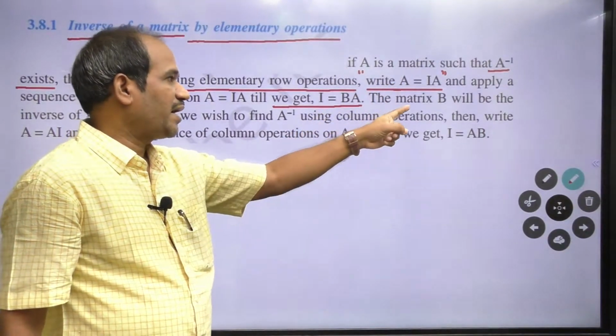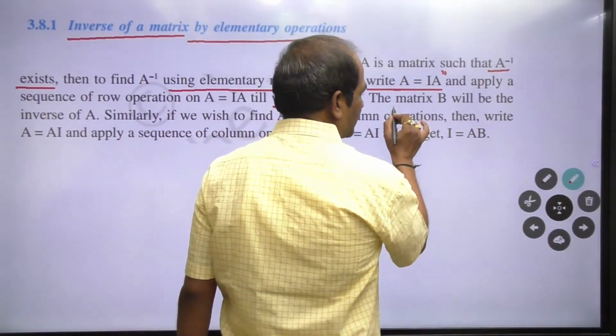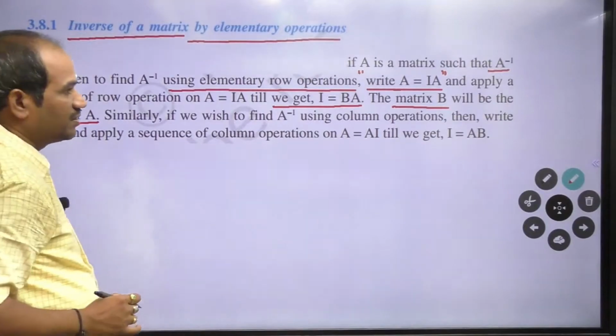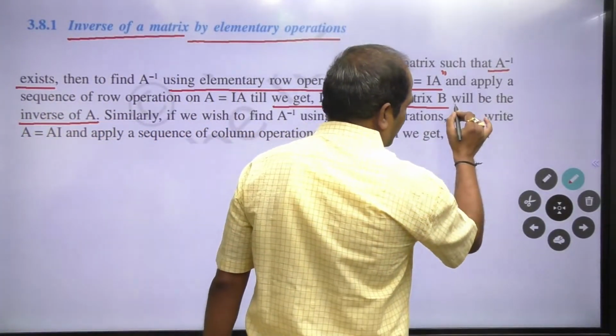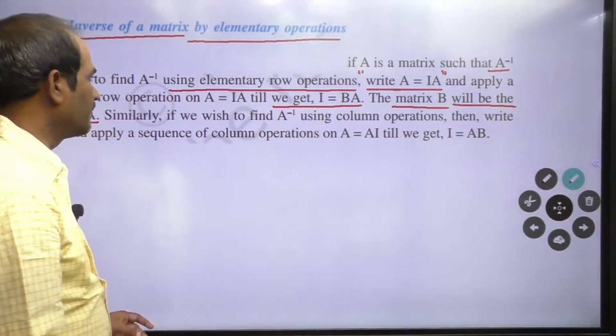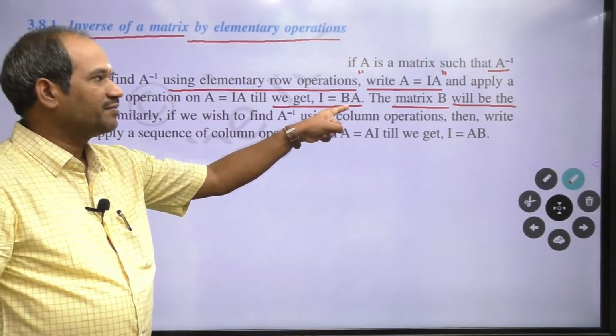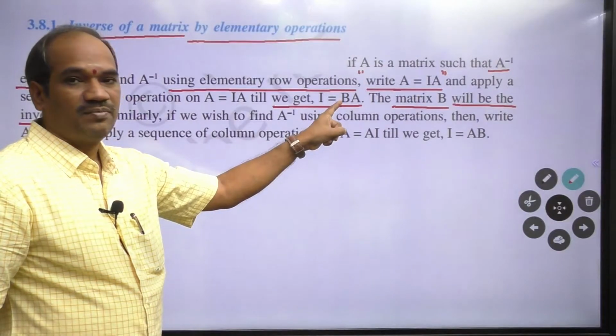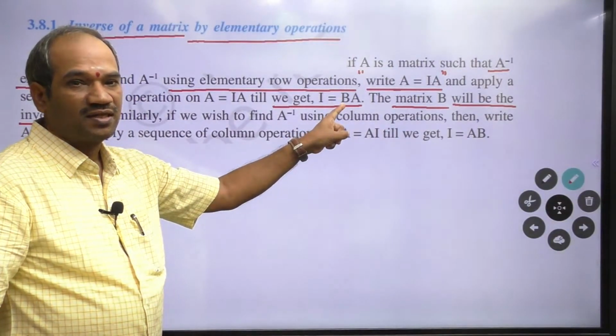So here the matrix B will be the inverse of A. B is called the inverse of A. Here, I is equal to BA. So the B matrix is the inverse of A.